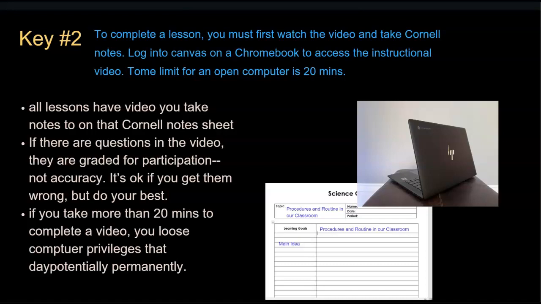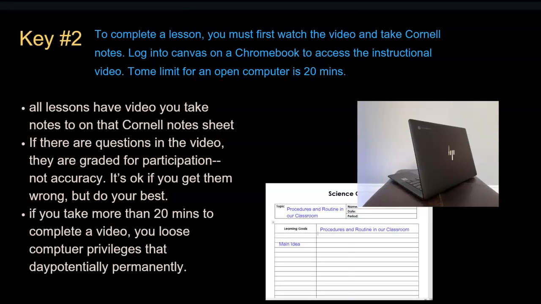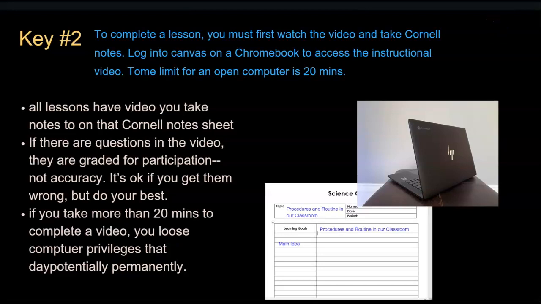If you take more than 20 minutes to complete your video, then you will lose the computer privilege that day, and then potentially permanently for the rest of the unit. You will be taking notes using the book.